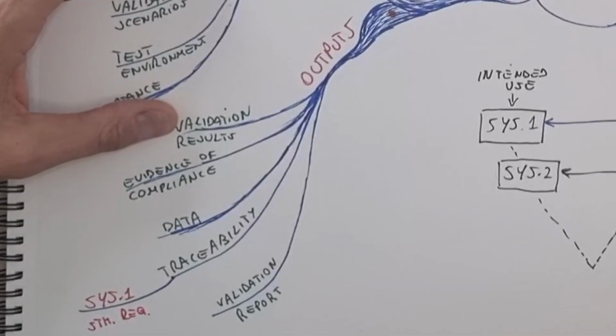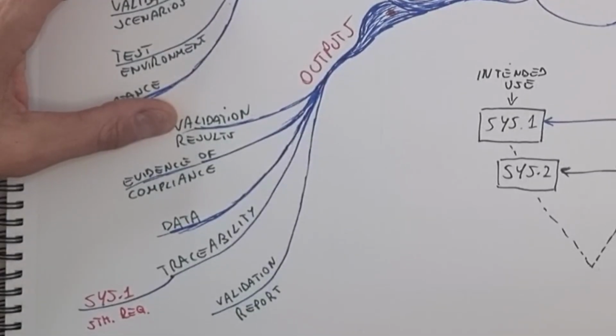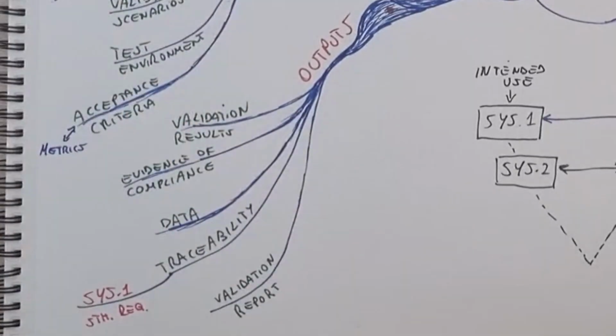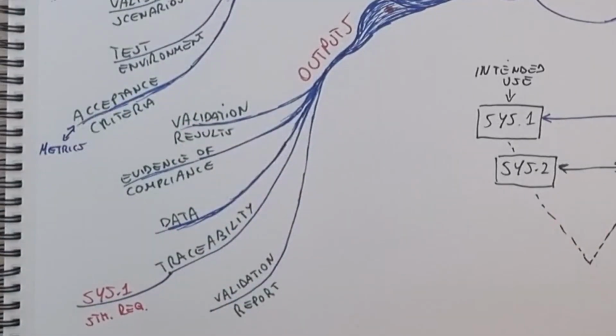Once validation is performed, the process produces several key outputs. First of all, validation results and records. This contains detailed evidence of each validation activity, including test results, evaluations, and observations. This is the core proof that the validation took place and that the product was tested in the target environment.